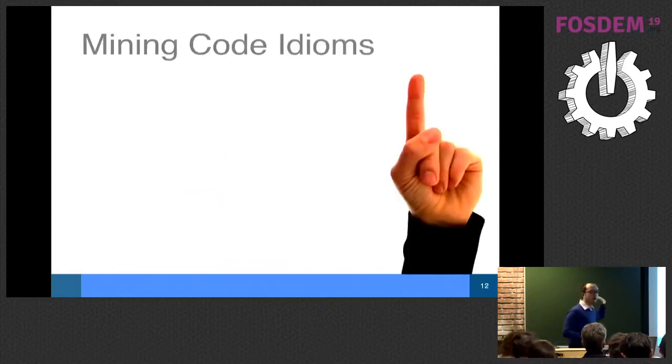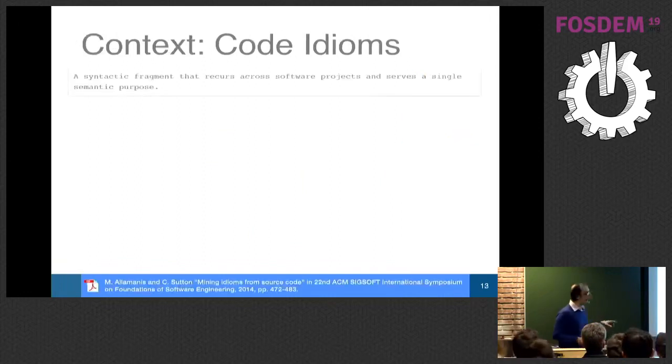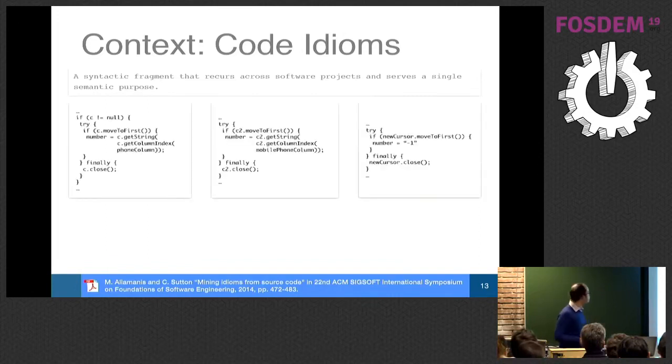So first of all, I will just provide you some information about idioms. This morning, Miltos was talking about idioms. An idiom is just a syntactic fragment that recurs across software projects and serves a single semantic purpose. This definition is a bit vague, because it's hard to understand what is really an idiom. But let's try to find a simple example.